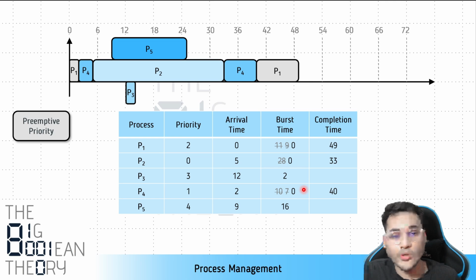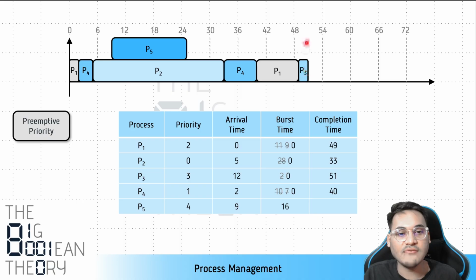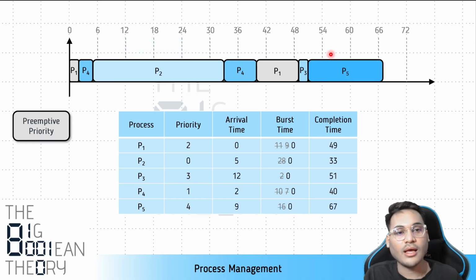Now we have only two processes remaining. After priority 2, we will now schedule the process with the next higher priority, that is priority 3. It has a remaining burst time of 2. So from 49 till 51, this executes. So completion time of process P3 is 51. Now the last process, the least priority process, which is process P5, now it gets to execute. The remaining burst time is 16, right? And you can see it finishes by time instant t is equals to 67.